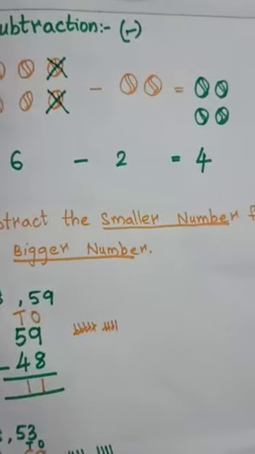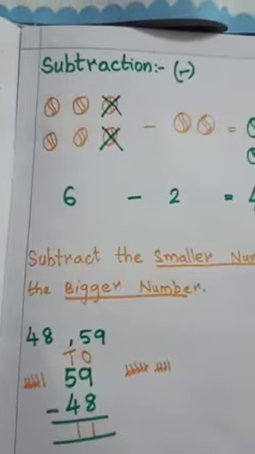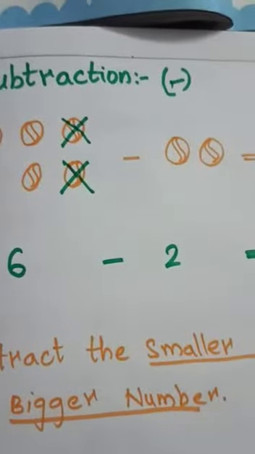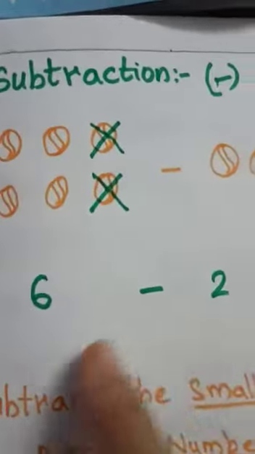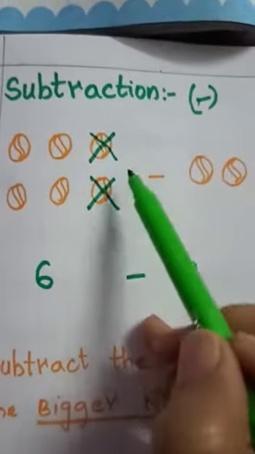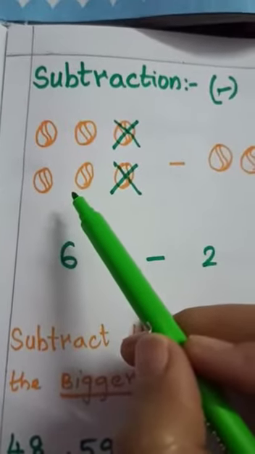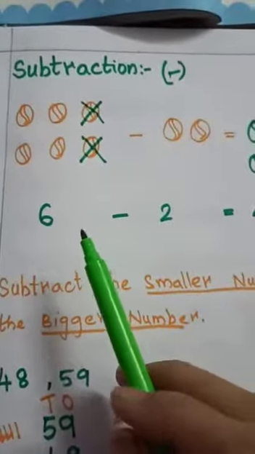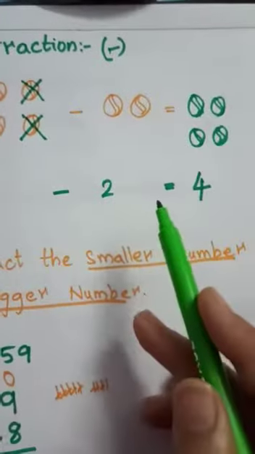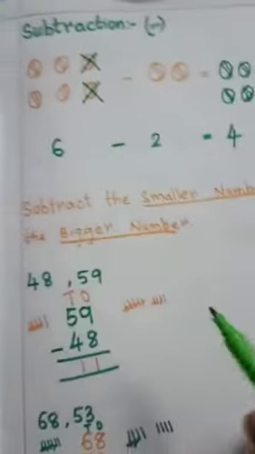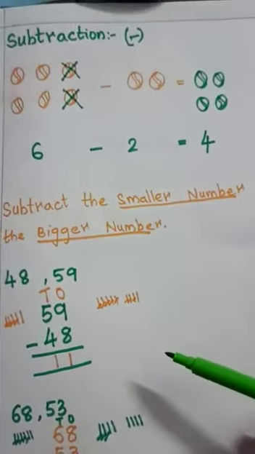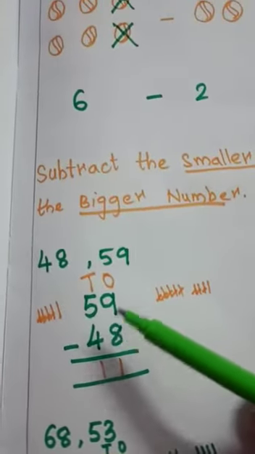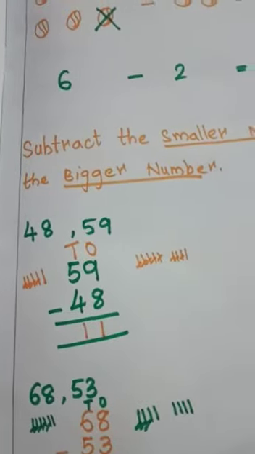Okay? Now you can see here, subtraction can be done like this. Here we were having 6 balls and someone has taken away 2 balls. Means we have subtracted 2 balls. So how many balls are left with us? 4. So this can be read as 6 minus 2 is equals to 4. And we have done subtraction from the bigger number to smaller number. So we are subtracting smaller number from the bigger number, okay students?